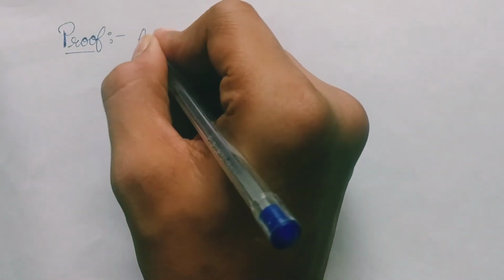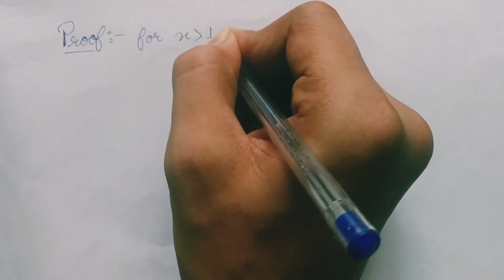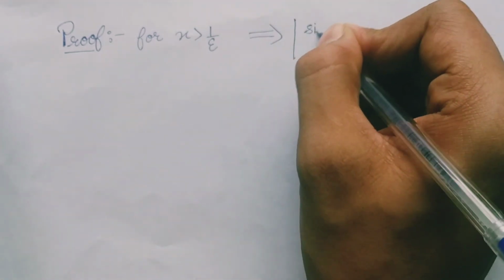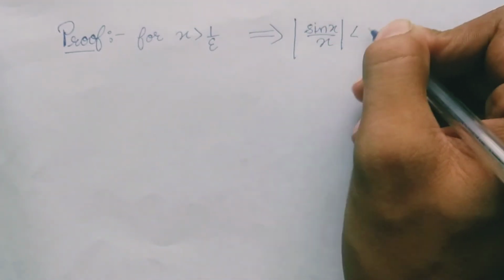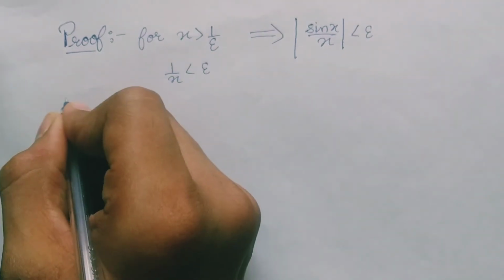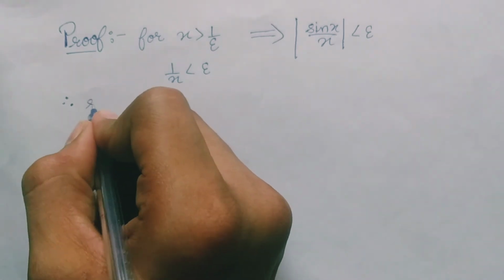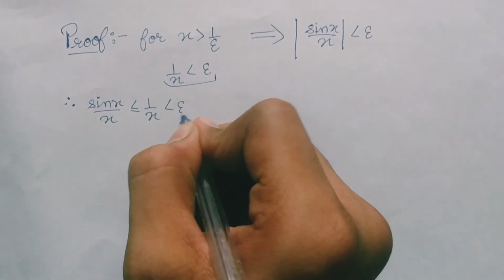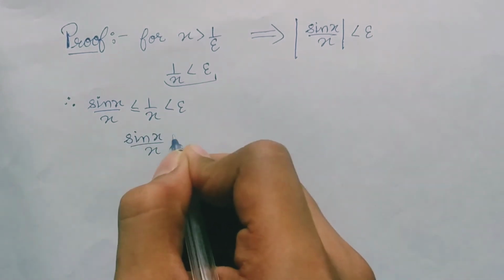We have to show that for all x greater than 1 by epsilon, here M is replaced by 1 by epsilon as we got it, it implies that sin x by x is always less than epsilon. From this inequality, by taking reciprocals, the greater than sign will also be reversed. And we know that sin x by x is always less than or equal to 1 by x. So it follows that sin x by x will be less than epsilon.